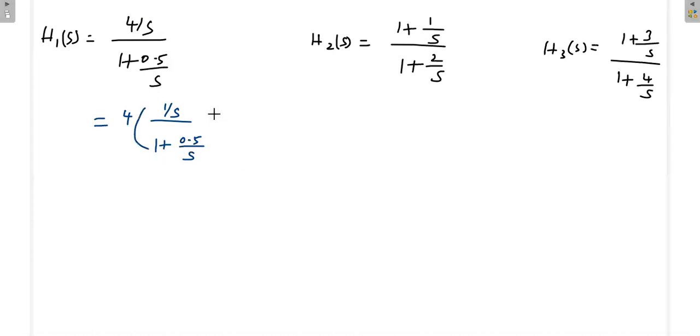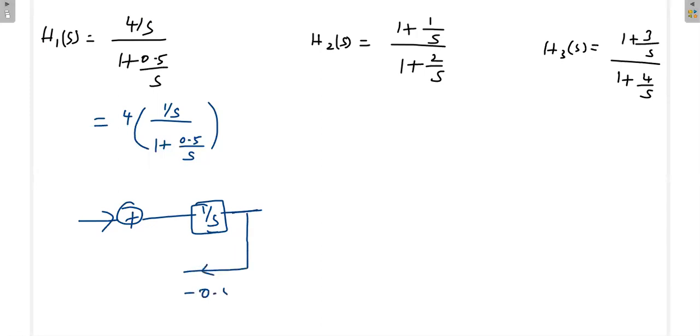So then how to get this? G divided by 1 plus GH. We can go like this. Then 1 by S, 1 by S, then with a negative coefficient minus 0.5, then we can connect here. Then we got H1 of S. This is X1 of S, this is Y1 of S.